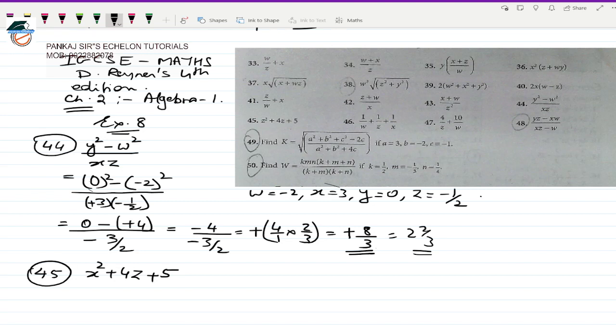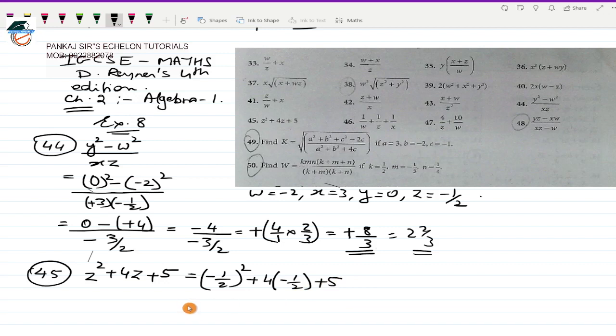Yeah, now it's okay. Sorted out. So it's not x square, it is z square. Right. Z square plus 4z plus 5. Now this is the expression. Now plugging in the values for z, you'll have to take minus 1 by 2. So minus 1 by 2 square. This is z square plus 4 times z. Now z will be minus 1 by 2 plus 5.